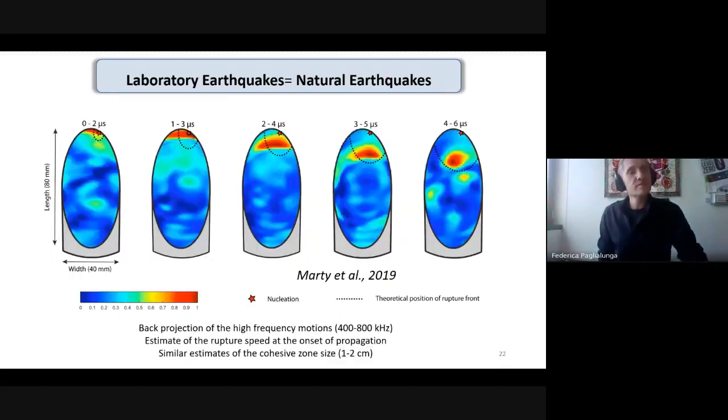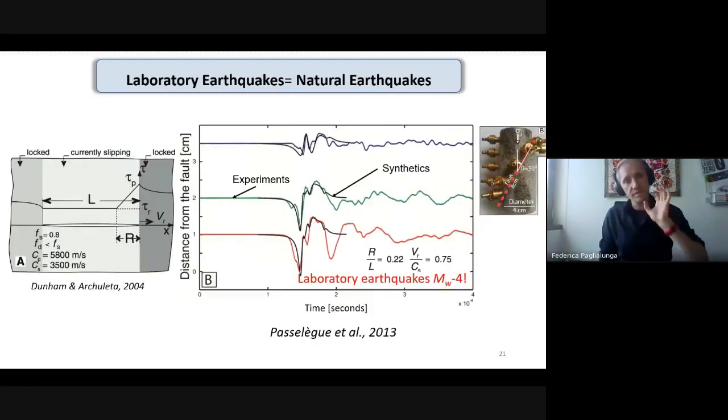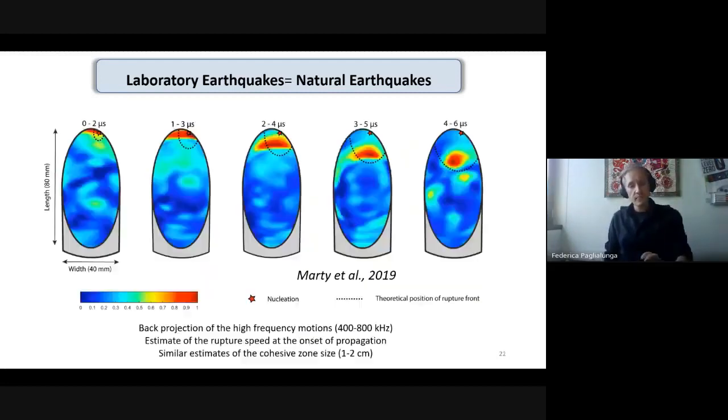So the second thing that Sanson Marty did with Alex Chubnel and Arshabat also during his PhD is, based on the same waveform, so it was not exactly this event, but using only the high frequency content recorded on the accelerometers, he used the back projection method to try to track the propagation of the rupture front along the fault. And what he observed is that it was working during the first propagation time, during the beginning of the propagation of the cracks.